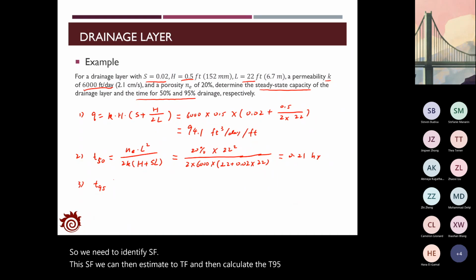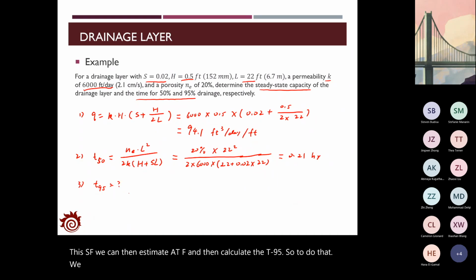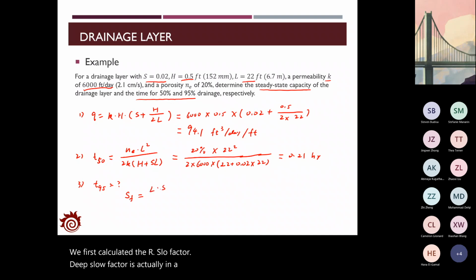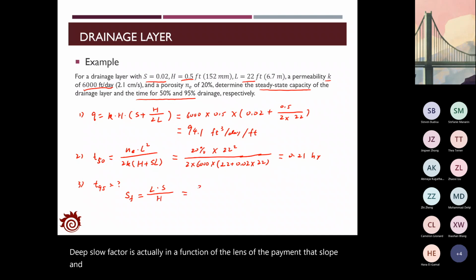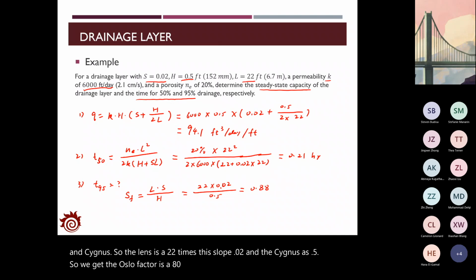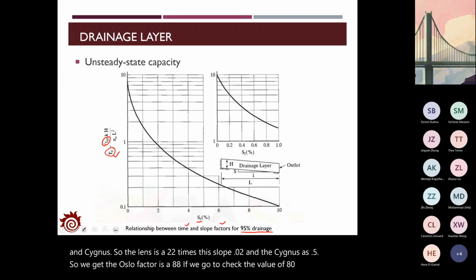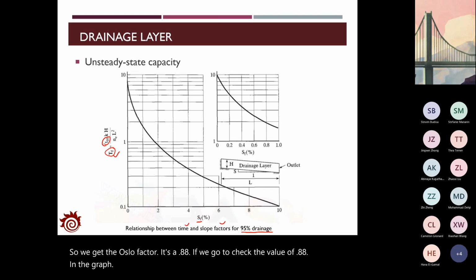So to do that, we first calculate the slope factor. The slope factor is a function of the length of the pavement, the slope, and the thickness. So the length is 22 times the slope, 0.02, and the thickness is 0.5. So we get the slope factor is 0.88. If we check the value of 0.88 in the graph, so this would be the more accurate graph. 0.88 would be some value around here.